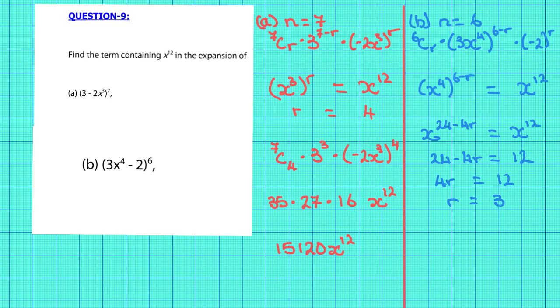Substituting back in, we get 6 choose 3, (3x to the power of 4) to the power of 6 minus 3, which is 3, (minus 2) to the power of 3, giving 20 times 27 times minus 8 x to the power of 12, which is equal to minus 4,320 x to the power of 12.